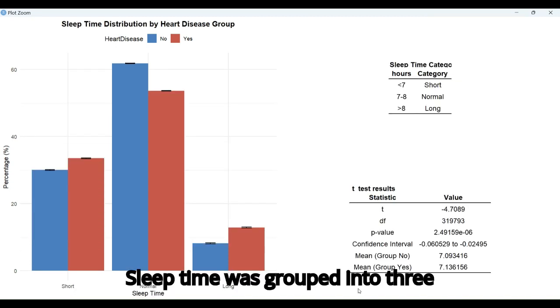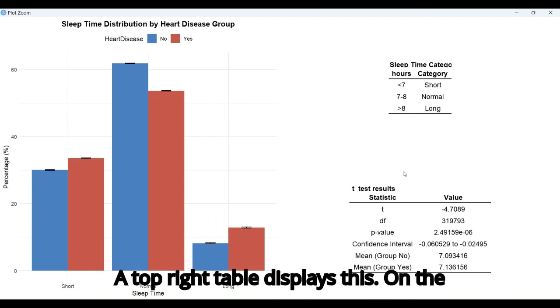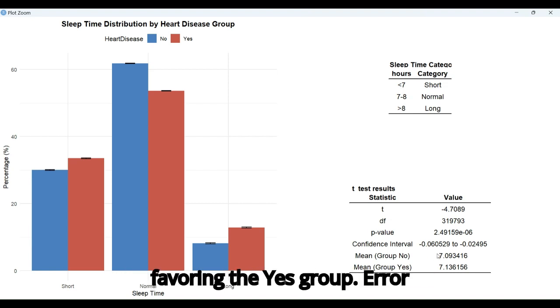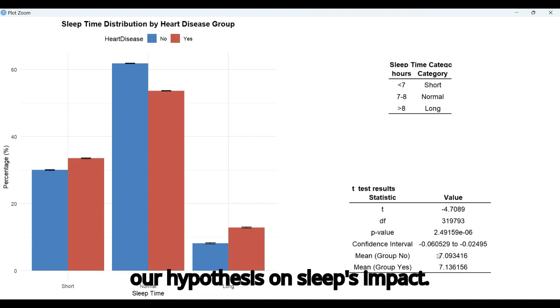Sleep time was grouped into three categories: short, normal, and long. A top right table displays these, and the bottom right shows the test results favoring the yes group. Error bars highlight robust findings supporting our hypothesis on sleep's impact.